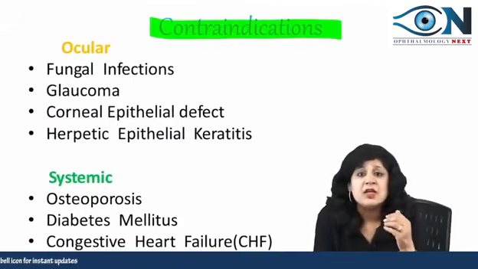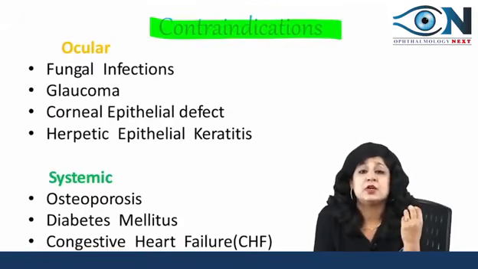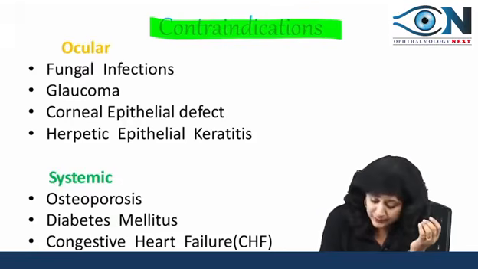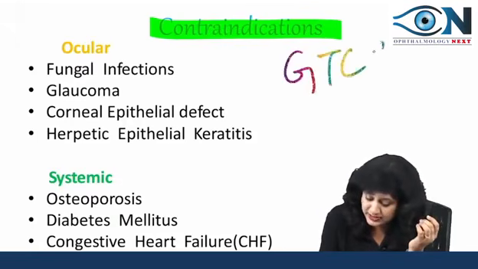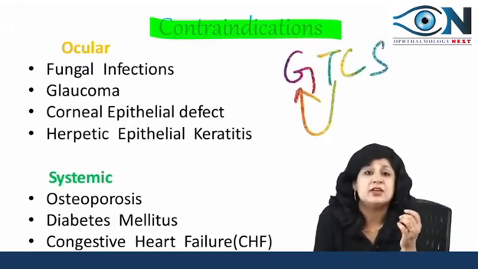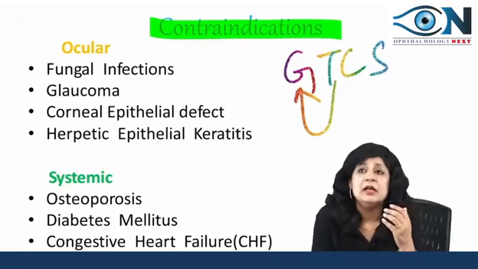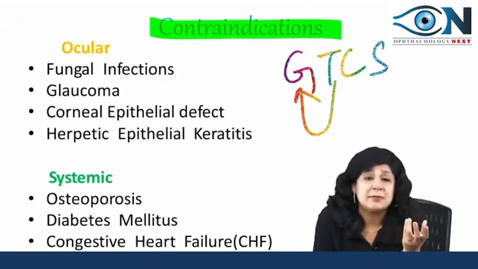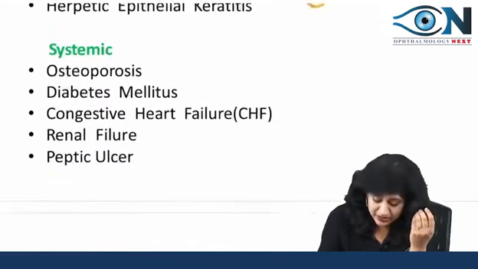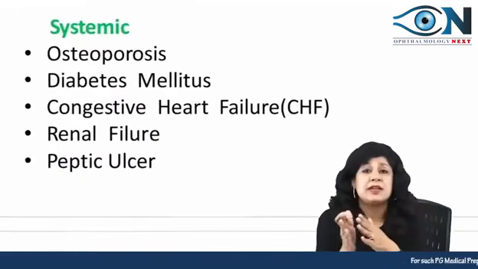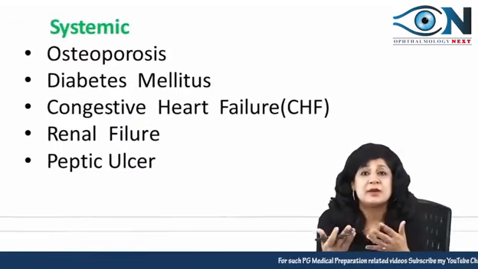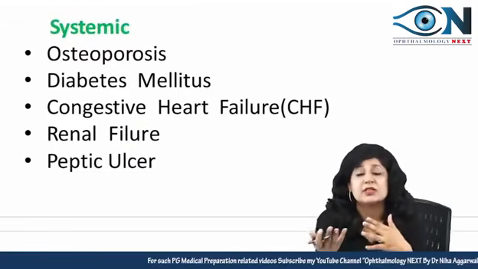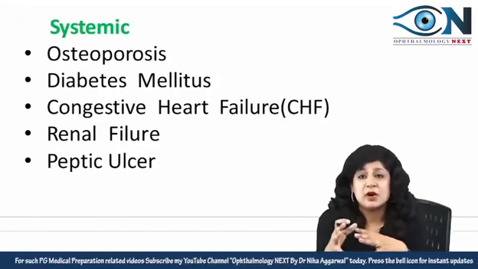here. We have fungal infections, glaucomas, because you know that we have got the GTCS, means topical steroids can induce the glaucoma. So in glaucoma, whenever you have epithelial defect, they can penetrate. We have herpetic epithelial keratitis, even systemic, because you know there are a lot of complications of the steroids. They are causing the hyperglycemia, they are causing the osteoporosis. So all these places we are not giving them.